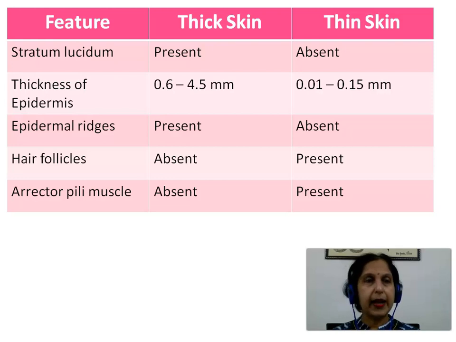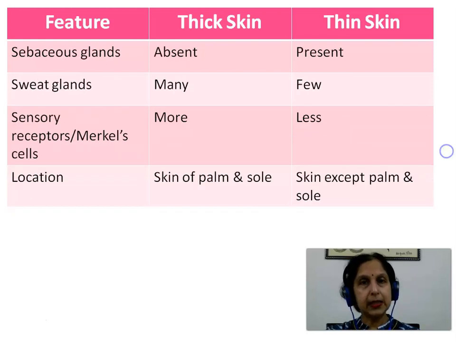Hair follicles are absent in thick skin, they are present in thin skin. Erector pili muscles are absent in thick skin, they are seen in the thin skin. Sebaceous glands are absent in thick skin and they are present in thin skin. Sweat glands are numerous in the thick skin and they are few in the thin skin.